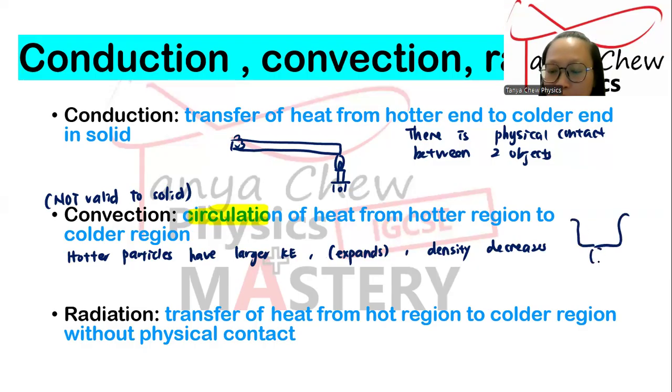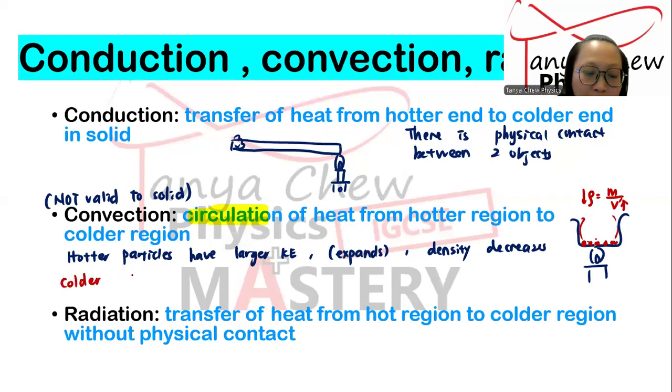Whenever you heat this, you put fire here. So these liquid molecules that get the fire first, get the heat first, they get heated. So the liquid molecules will expand, which makes their distance further away from each other. So density, back to density, mass over volume. When the volume increases, the density will decrease. That is why the hotter molecules will rise, and the colder particles.